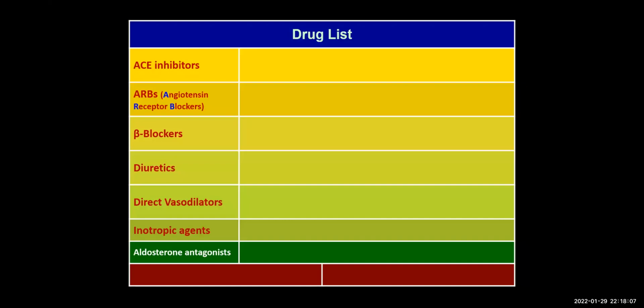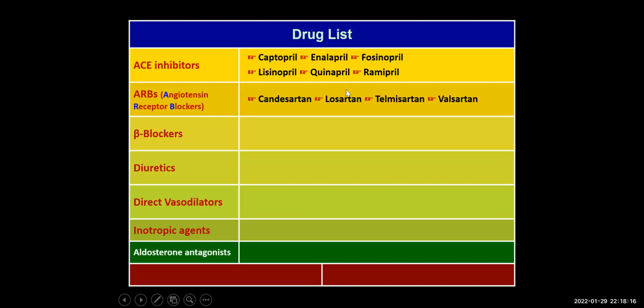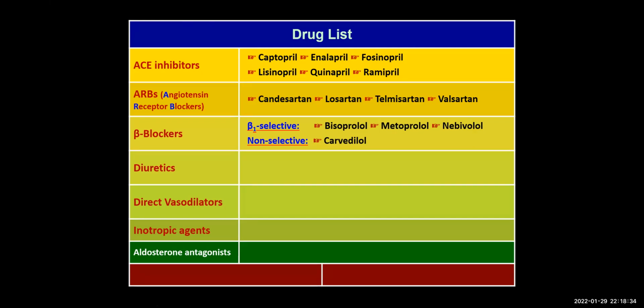Now, here is the drug list. We have got ACE inhibitors, captopril, enalapril, fosinopril, lisinopril, quinapril, and ramipril. We have got ARBs, angiotensin receptor blockers. We call them the sartans. These are known as the prils. We have got many of them. I'll show them. We have got beta blockers, bisoprolol, metoprolol, carvedilol, the most commonly used these days. I read somewhere that nebivolol and penbutalol could also be used, but these three are the established ones.